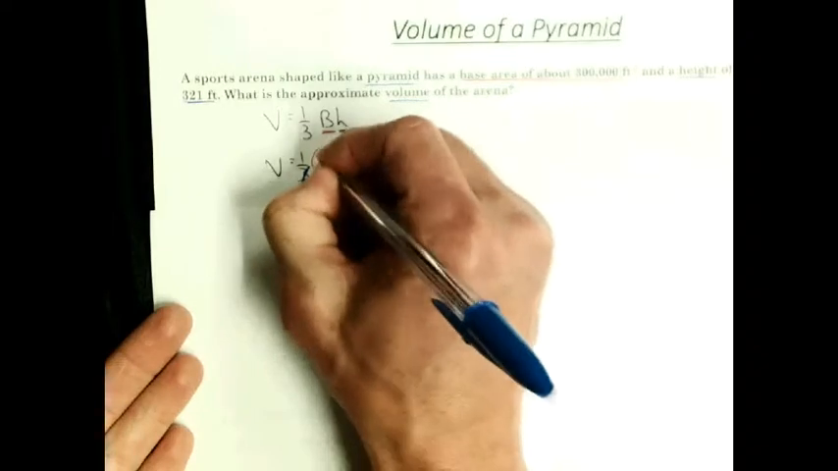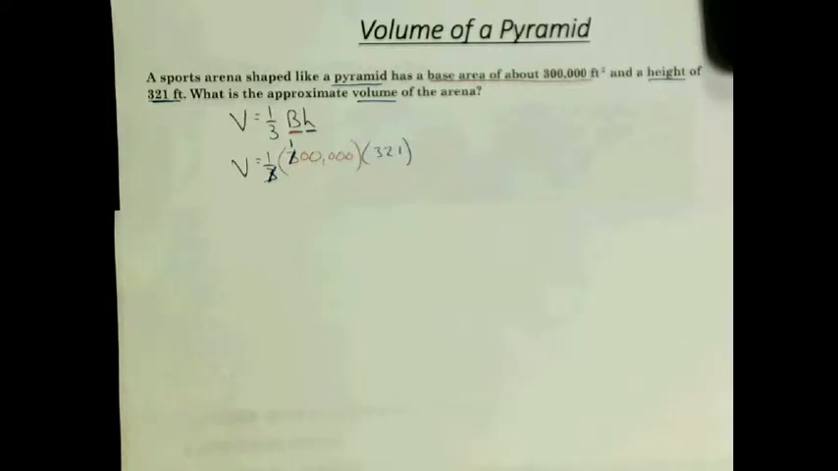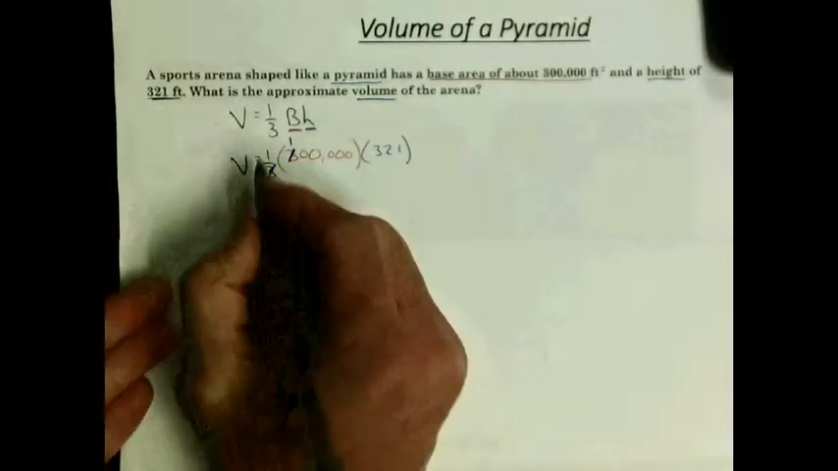1/3 of 300,000? That's 100,000, right? Right. So, okay, now it's 100,000 times 321, right, calculator? No, no, no, no. We got this, you got this. So check this out. How are we going to multiply that big number?